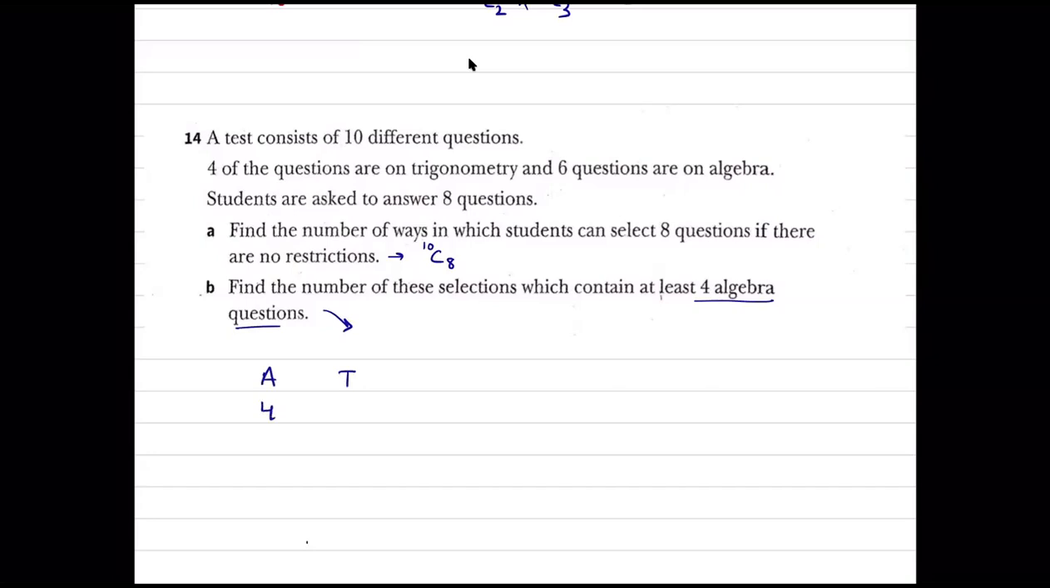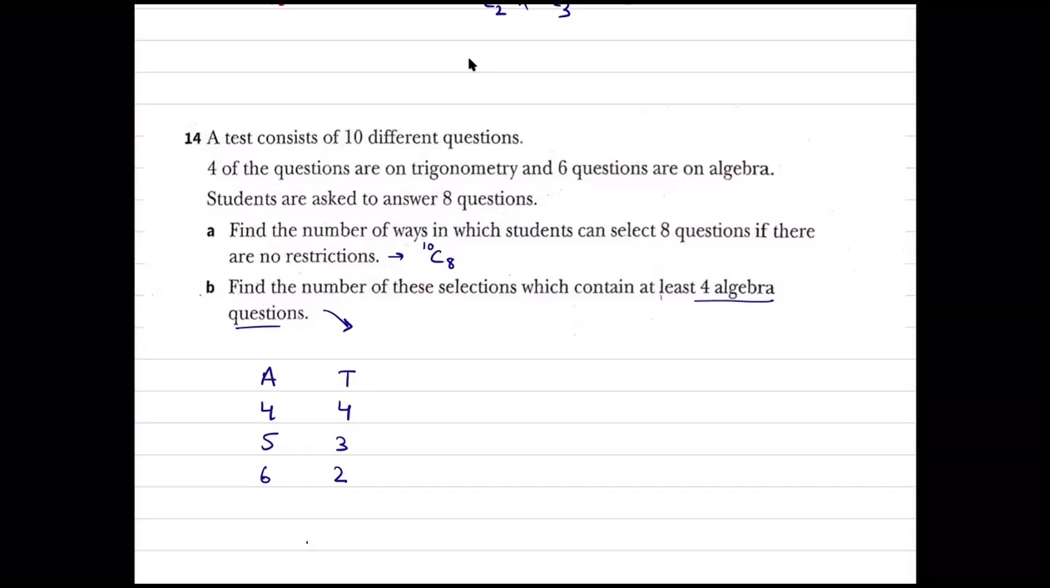So if you take 4 algebra, you are going to take 4 on trigonometry. If you take 5 on algebra, you are going to take 3 on trigonometry. 6 on algebra, and you are going to get 2 on trigonometry. Can I take 7 questions on algebra? No, because there are just 6. Yeah, so these are the cases.